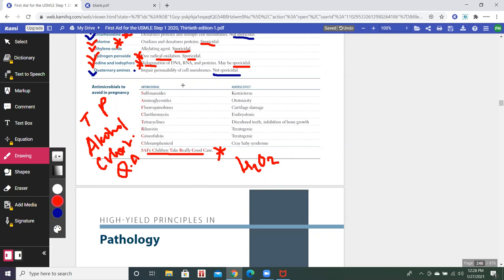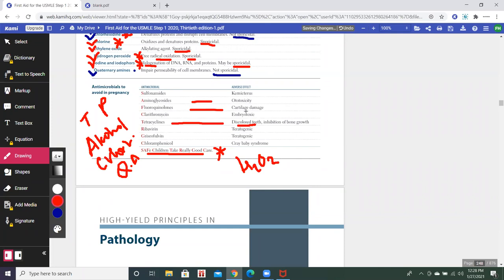Now, the adverse effects: kernicterus for sulfonamides, aminoglycosides will cause ototoxicity, which we have discussed before. Fluoroquinolones will cause cartilage damage. We discussed this before too. Tetracycline, do you guys remember? I said tetracycline causes discoloration of the teeth. Who remembers tetracycline?